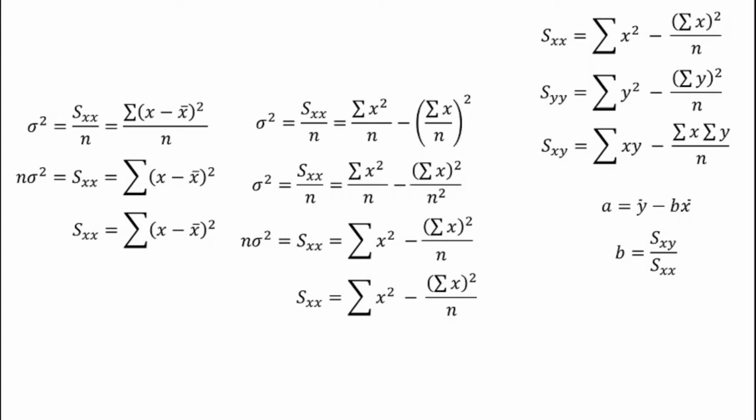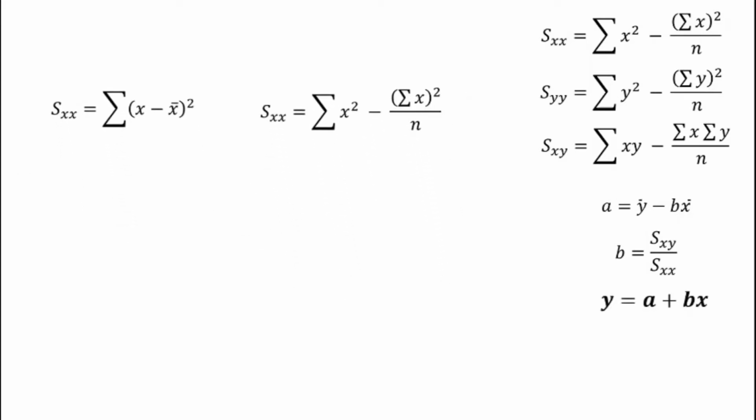Okay, so there's two more things I've put on the screen here. You can see to calculate A, we're going to use Y bar minus B X bar, and to calculate B, it's a combination, a ratio of these two summary statistics, S of XY over S of XX. The actual equation for our regression line is going to be Y equals A plus BX. As long as we can find A and we can find B, we can find the equation of our regression line.